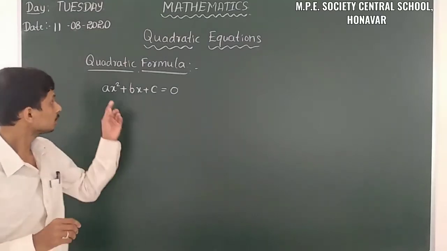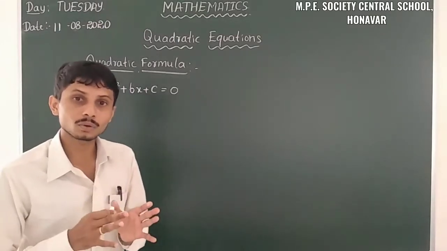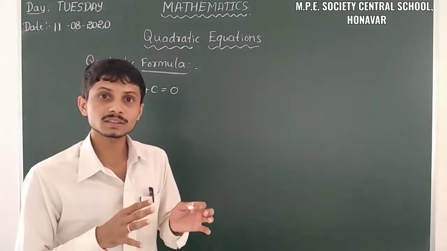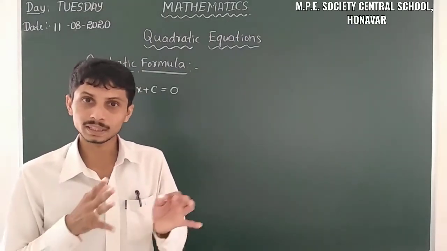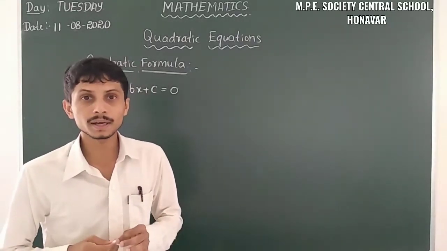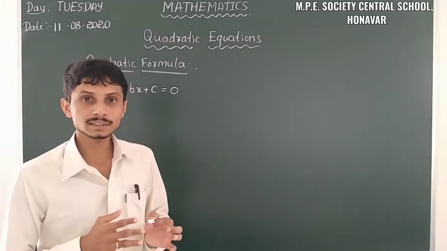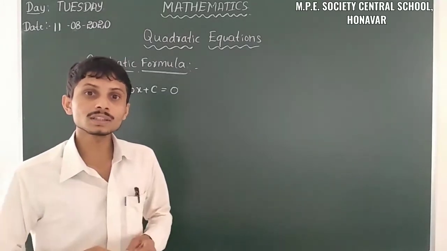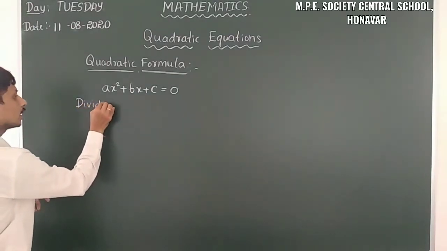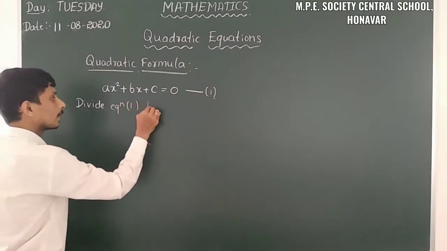But here the coefficient a is there. When the coefficient of x square is other than 1, we have to divide the whole equation by that coefficient. Here also we do the similar thing, that is, we divide throughout the equation by a. So firstly, I will take this as equation number 1, and divide equation 1 by a.